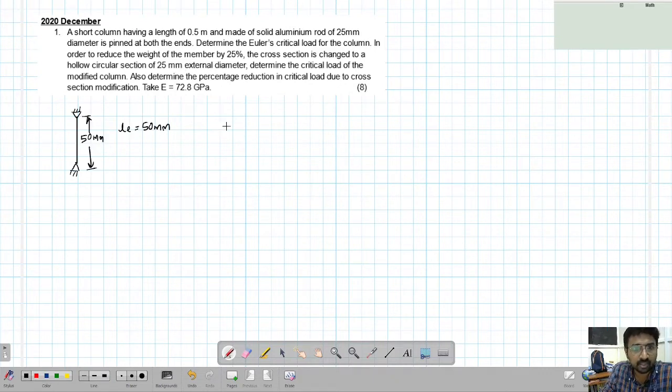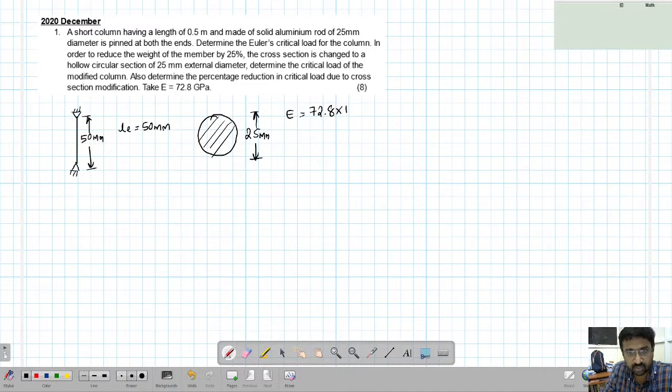Now the diameter of the rod is given as 25 mm. It's a solid circular rod. 25 mm is the diameter. They are telling it's aluminum. E is 72.8 GPa, so that means 72.8 into 10 to the power 3 MPa. Okay, this is what is given.